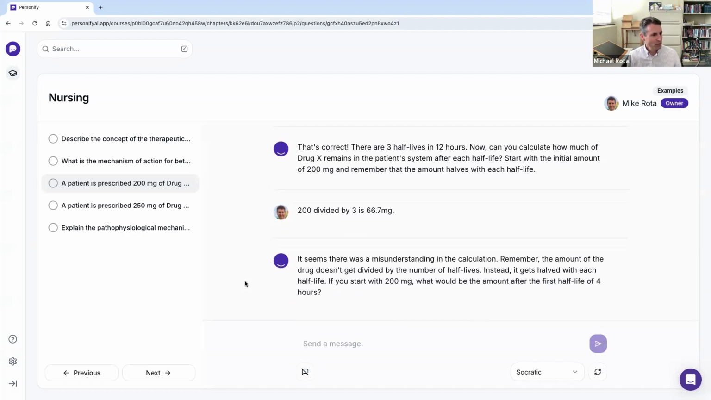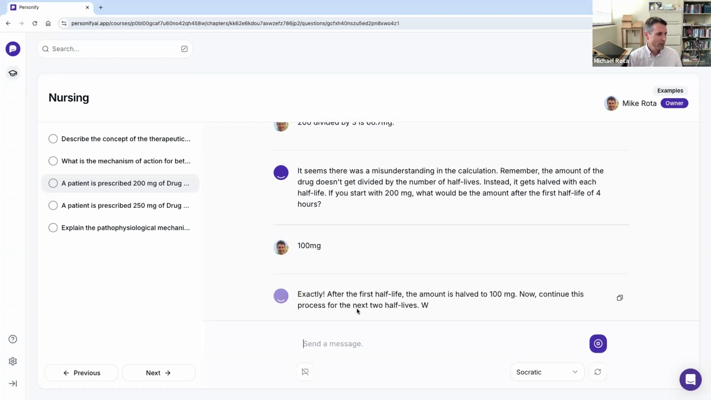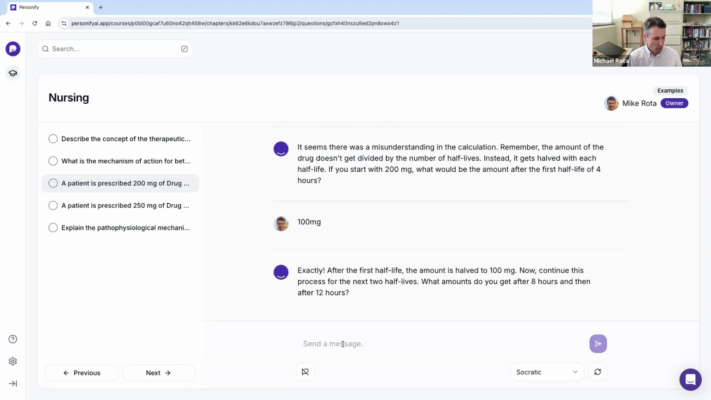It seems there was a misunderstanding in the calculation. Remember, the amount of the drug doesn't get divided by the number of half-lives. Instead, it gets halved with each half-life. Start with 200, what would be the amount after the first? So now it's giving me the first little step, which is just what happens after 4 hours. And it'll guide me on. After 8 hours and then 12, so I can say 50 milligrams, then 25. So 25 is the answer.